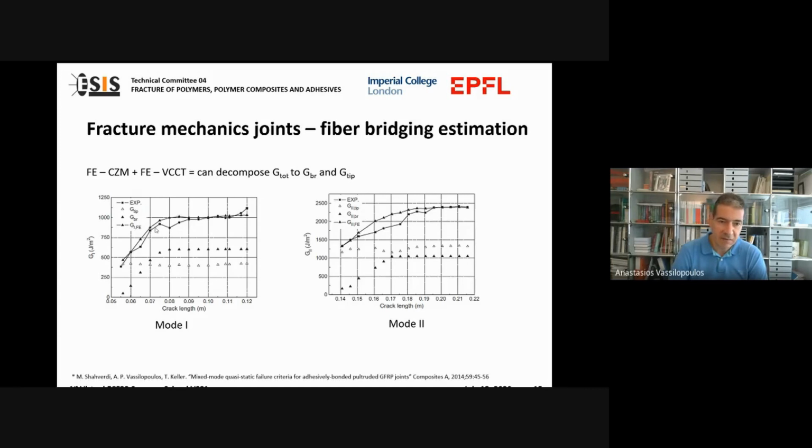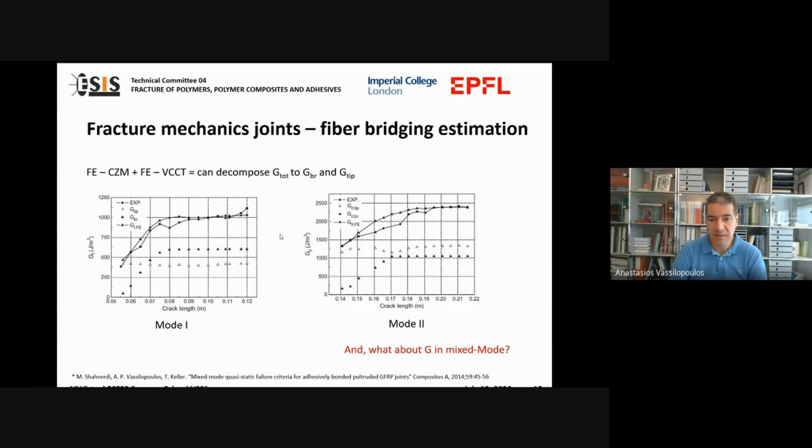And then if we have the total energy, for mode 1 or mode 2, we can decompose this and give directly the energy for bridging and the energy for tip. You can see that the G tip is always a stable value, and G bridging depends on the length, where we have either fewer or more bridged fibers. And what about G in mixed mode? As we said before, we can do the calculation for the G total, but then we cannot decompose.